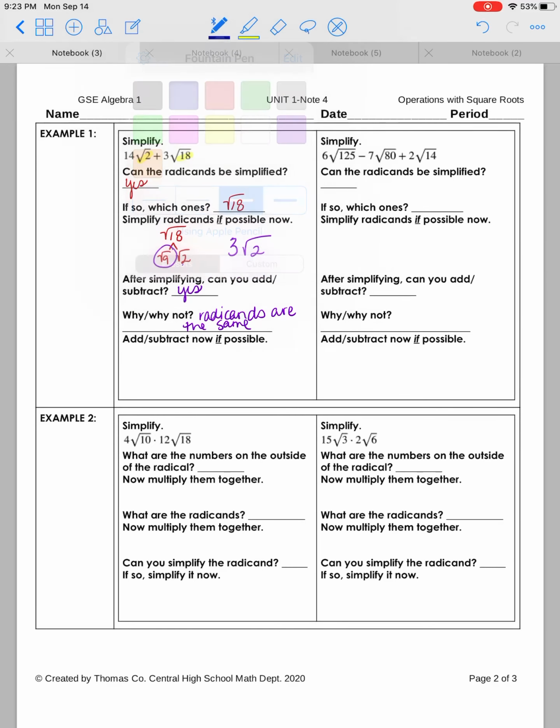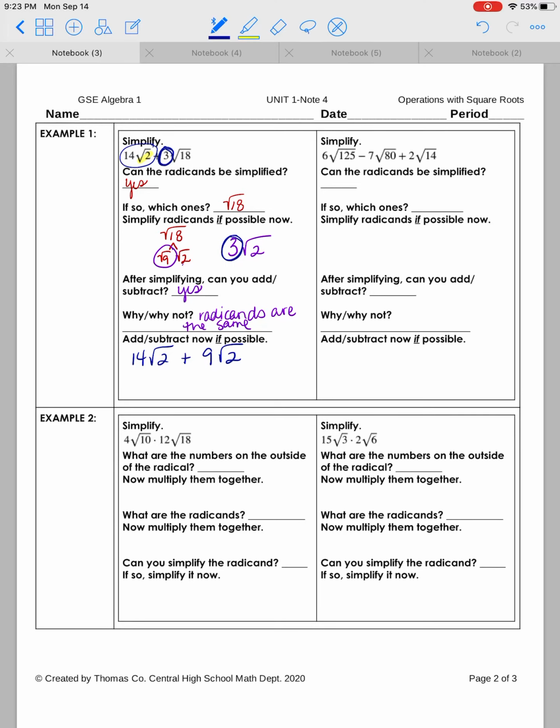Okay, so let's actually add this thing. So my first number was 14 square roots of 2. That did not change. Plus that 3 square roots of 18 changed to, oh, and let me go back. I made a big mistake. This was 3 square roots of 2. I forgot this 3 out here. So this 3 and this 3 is going to give me 9 square roots of 2. Because I do have to multiply those outside numbers.